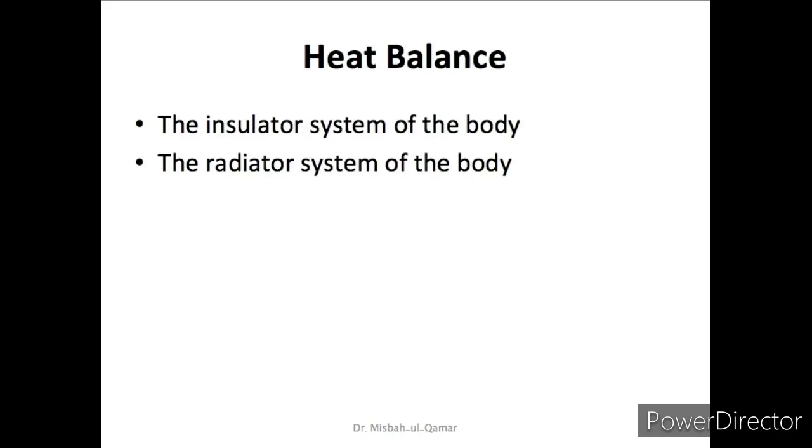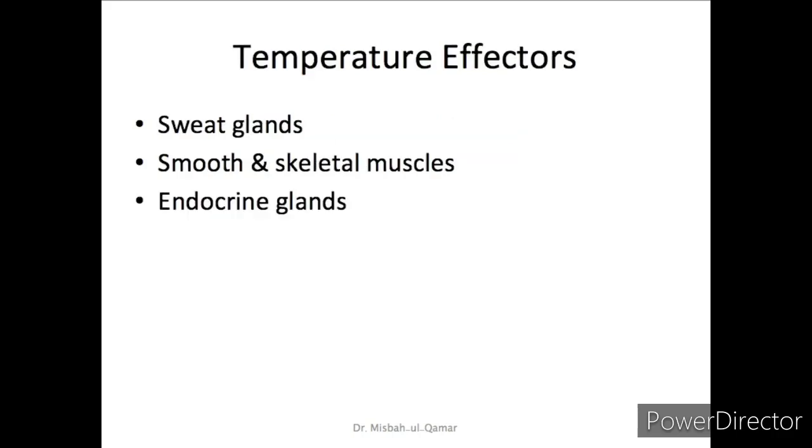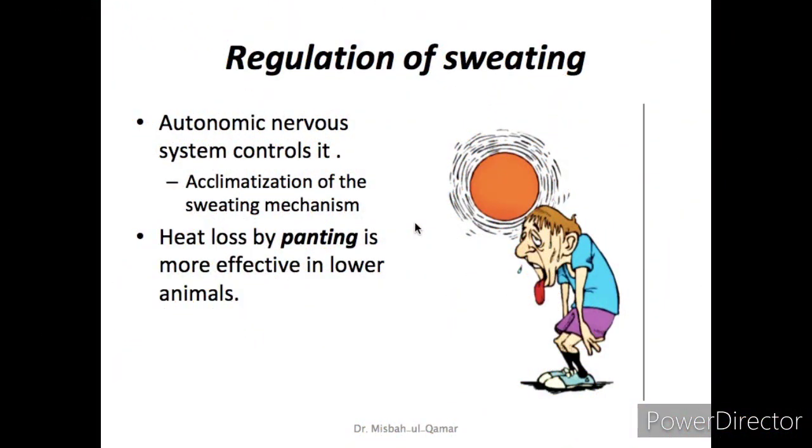To achieve this heat balance, our body has some effectors which help in altering the body temperature, and these effectors include the sweat glands and the smooth muscles around our arterioles, also the skeletal muscles, and some endocrine glands, especially the ones releasing thyroxine and epinephrine. Since we are talking about the effectors which alter body temperature, why not talk about the most important of these effectors, which are the sweat glands.